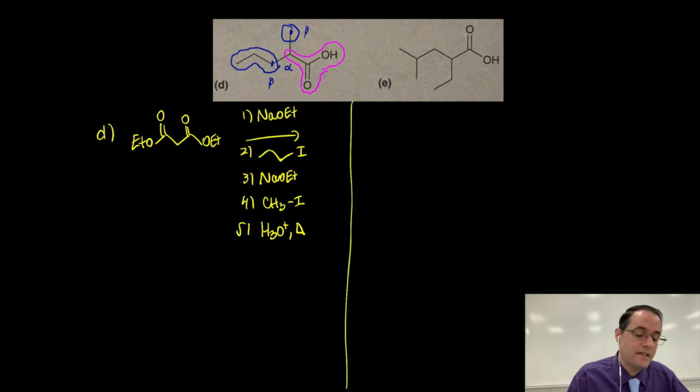How about in letter E? It looks more complicated, but it shouldn't be any more complicated. So here's our carboxylic acid, and I can't emphasize this enough: make sure you circle this alpha carbon of the carboxylic acid. The remaining things are going to be your alkyl groups. So this alkyl group is going to be your isobutyl group, and this is going to be an ethyl group attached to this beta carbon. So let's start with diethyl malonate.